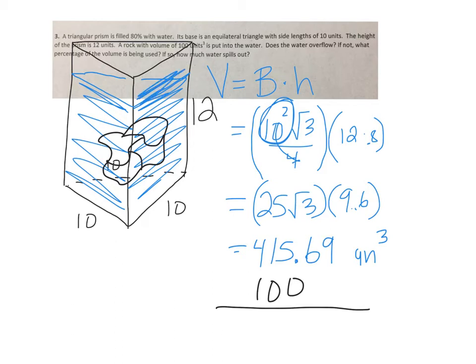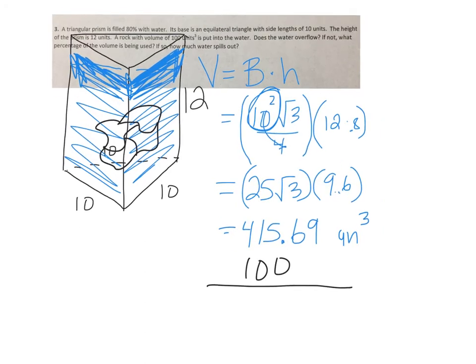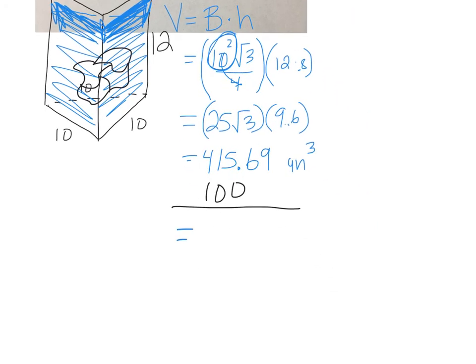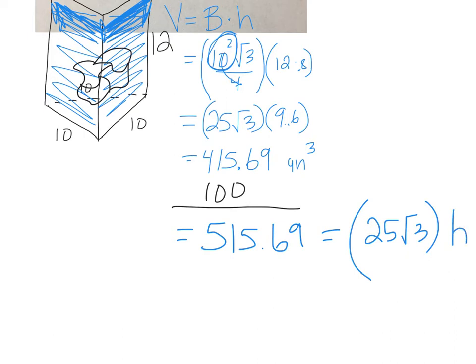So the water should be up here now, somewhere. The question is, is that enough to make the water overflow? So I know some things. I know the new volume is 515.69. I know the base area is still the same, so 25 roots of 3. Now I need to calculate the new height. What is the new height of my water? So I have a new volume, I have the same base area, I'm going to figure out the new height.